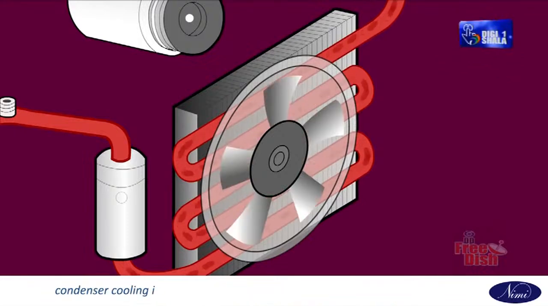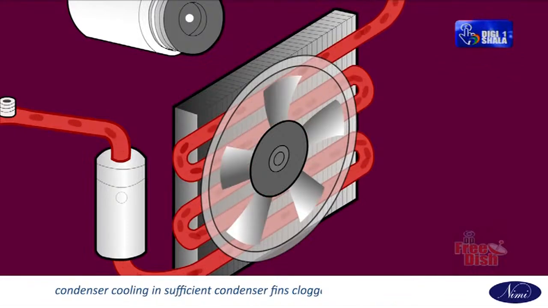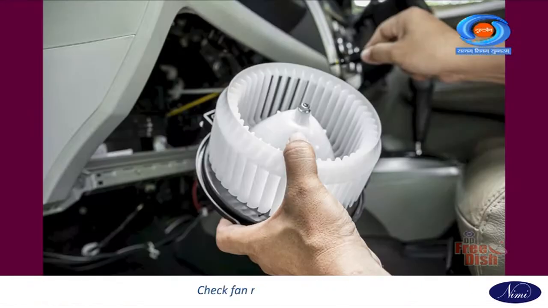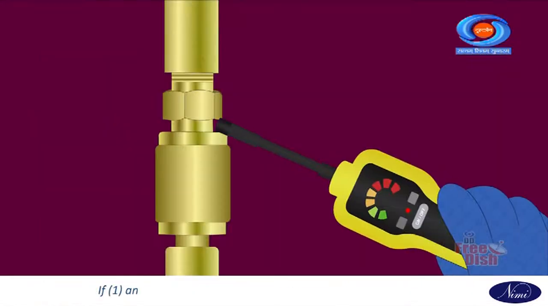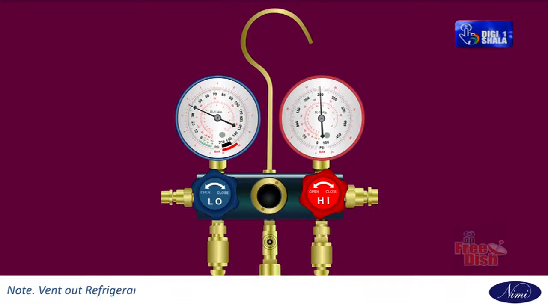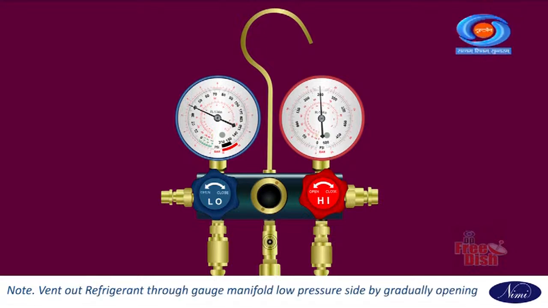Condenser cooling insufficient: condenser fins clogged or fan motor faulty. Remedy: clean condenser. Check fan motor operation. If 1 and 2 are in normal state, check the amount of refrigerant. Note: vent out refrigerant through the gauge manifold low pressure side by gradually opening.